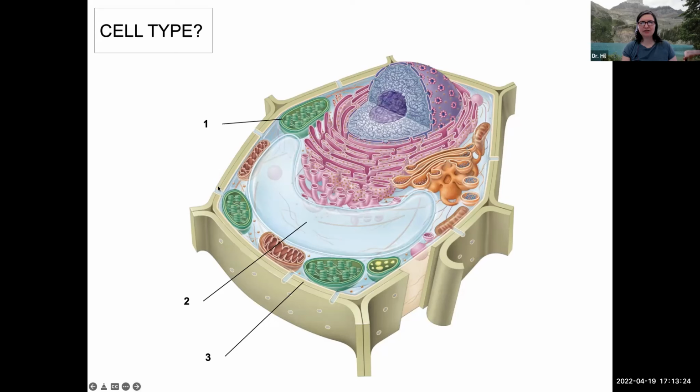And what's it made of? That's right. Good job, it is cellulose. Cellulose. Plants and algae have a cellulose-based cell wall.